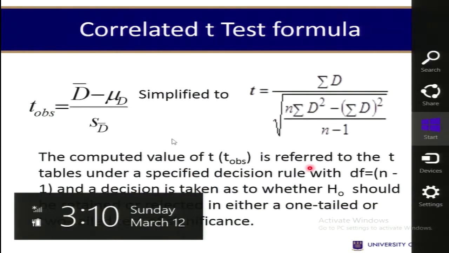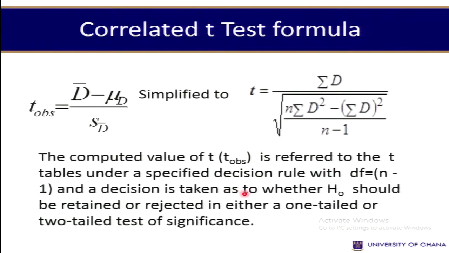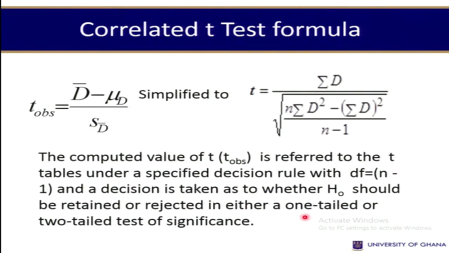So once we've computed it, the computed value of t, which is also called the t observed, will be referred to the t table as we have done in the other tests. We'll compare it to the t table under a specified decision rule with the degrees of freedom. And here the degrees of freedom that we need to use for correlated t is n minus 1. And once we've done that, we compare it and then we decide whether our H0 should be retained or our H0 should be rejected, depending on whether the observed value is greater than the critical value.